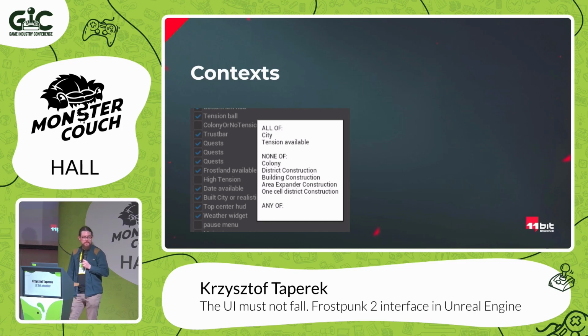So for example, for the tension ball, which is the widget at the bottom of the screen which displays tension, this context will be active and the UI will be connected to that when all of the contexts from the first list, so we are in the city and tension is available, are active, and when none of the contexts from the second list are active. So when we are not in a colony, because colonies don't have tension, that's our mechanic in the game, and when we are not in any construction mode.